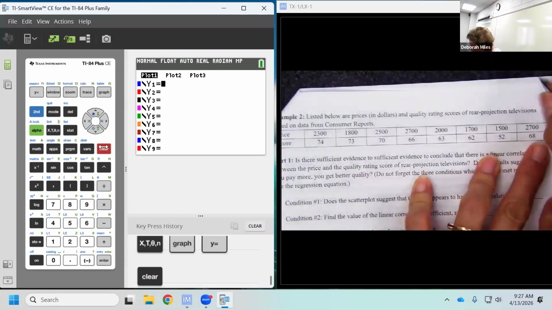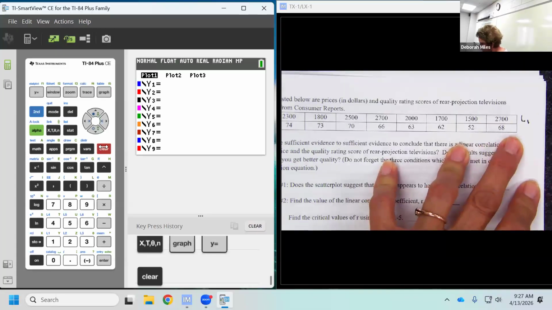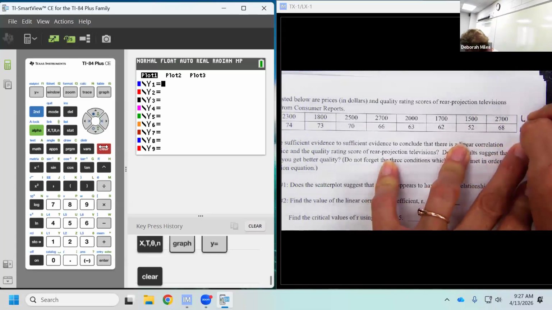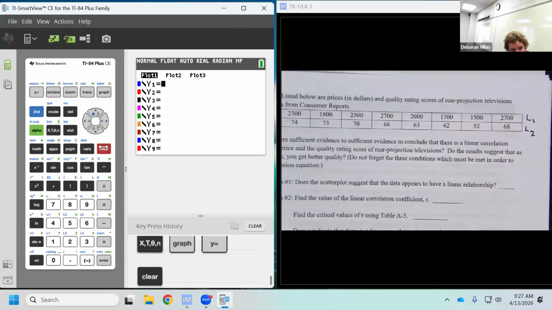Go ahead and put all these prices in list 1 and all these scores in list 2. And then we'll look at it.